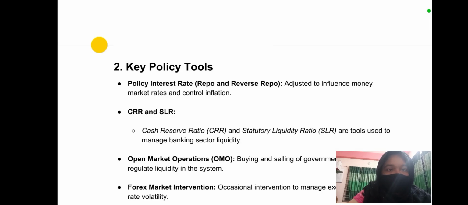Then, key policy tools: policy interest rate, repo and reverse repo, adjusted to influence money market rates and control inflation. Then CRR and SLR, cash reserve ratio and statutory liquidity ratio, are tools used to manage banking sector liquidity. Then open market operations, buying and selling of government securities to regulate liquidity in the system. Then forex market intervention, occasional intervention to manage excessive exchange rate volatility.